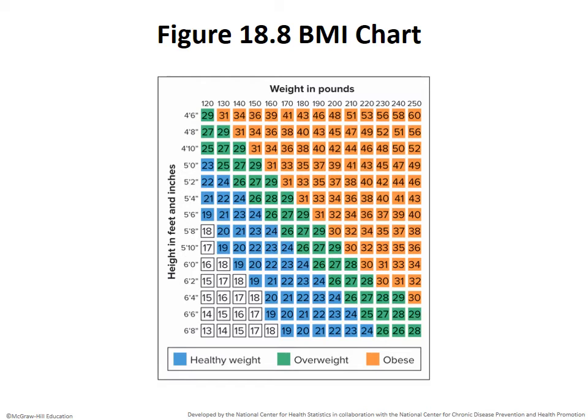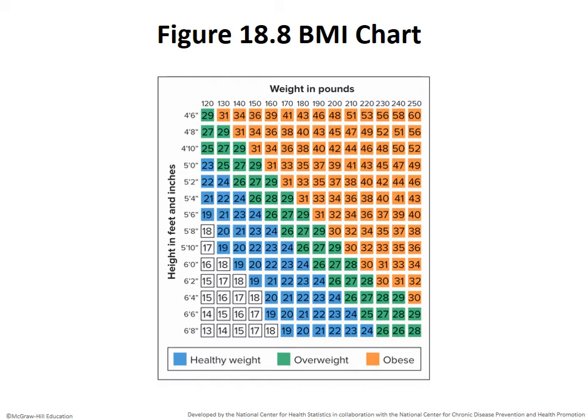This is a chart for the body mass index. So I am 210 and 6'2". I am overweight and one step away from being obese. Now, I might be out of shape, but I don't think that I'm one step away from being obese. This is a very tough thing.